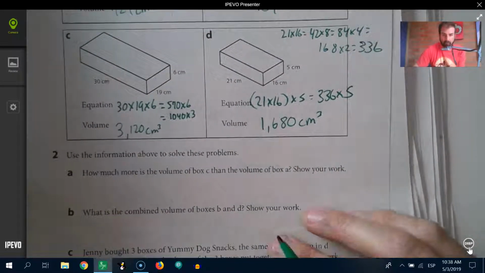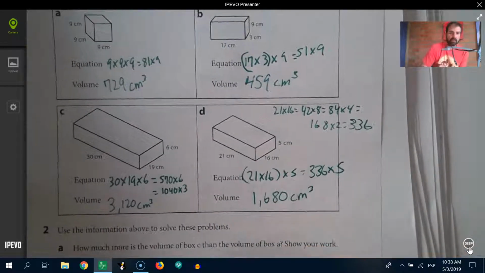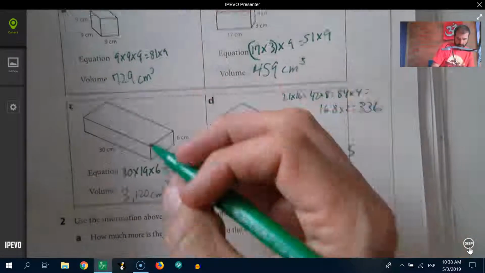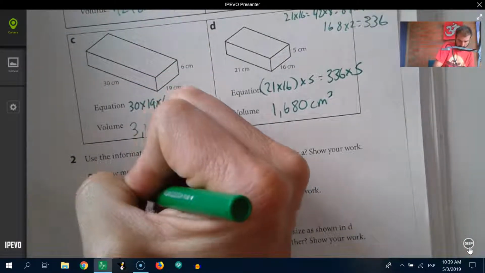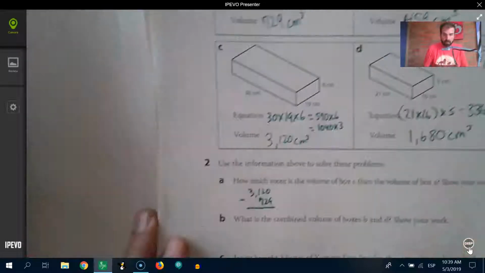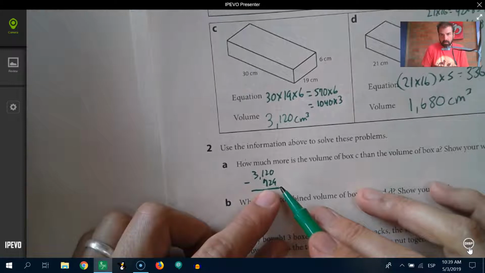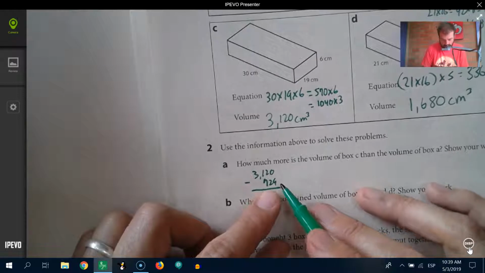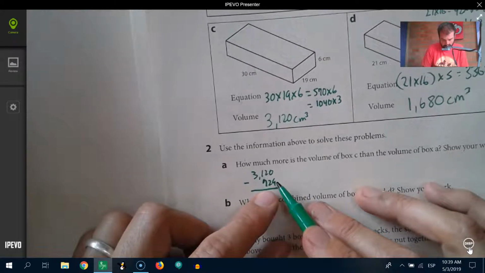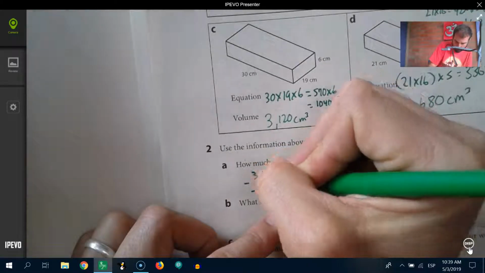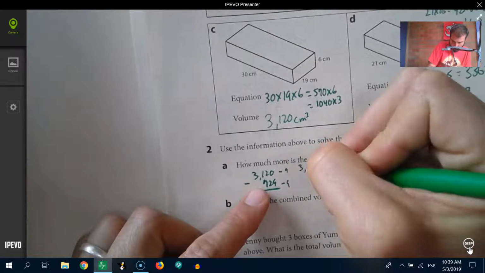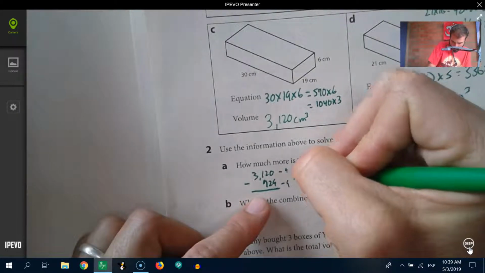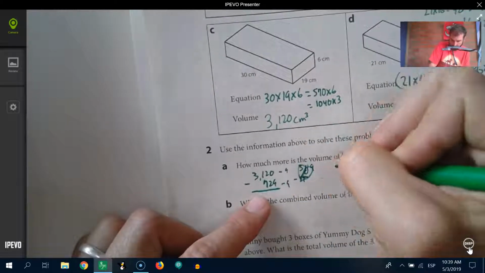Use the information above to solve these problems. How much more is the volume of box C than the volume of box A? So C and A. So we have 3,120 minus 729. I like to try to get zeros down here, right? So 720. So I could remove 9 from here and remove 9 from there. So my new one is 3,111 minus 700. Ooh, good lord.